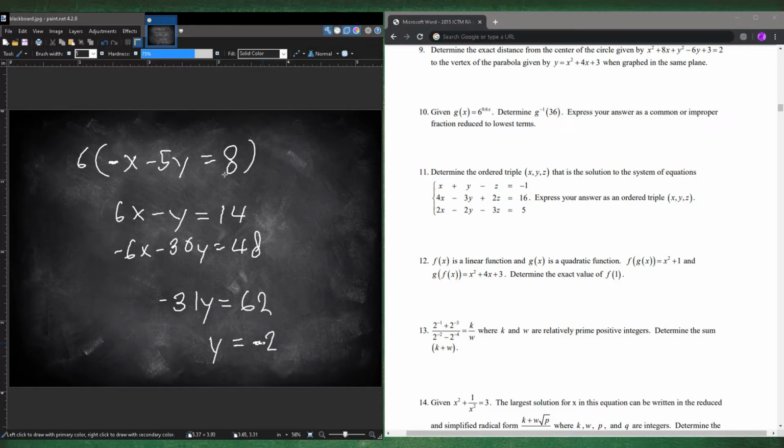So if y is equal to negative 2, we just plug into one of these equations. Let's say this one. So y is negative 2, that means 6x is equal to 12. That means x is equal to 2. So our x is 2, our y is negative 2.